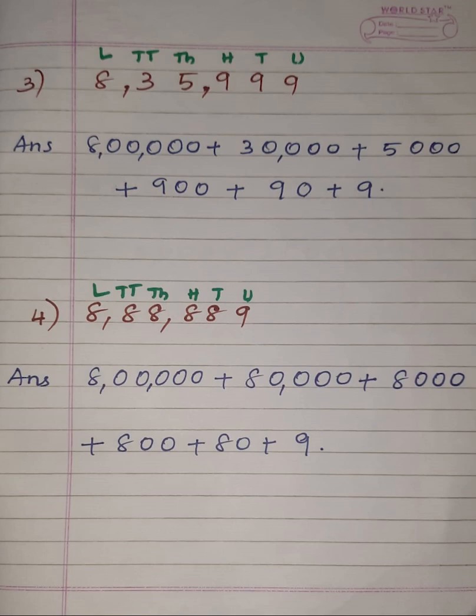Now the next digit is 3. 3 is in which place, children? It is in the 10,000s place. Therefore the place value of digit 3 is 30,000. Followed. Now the next digit is 5. The 5 is in which place, children? It is in the thousands place. Therefore the place value of 5 is 5,000. Now the digit 9 is in which place? It is in the hundreds place. Therefore the place value of digit 9 is 900.